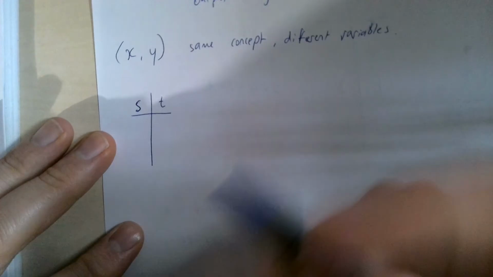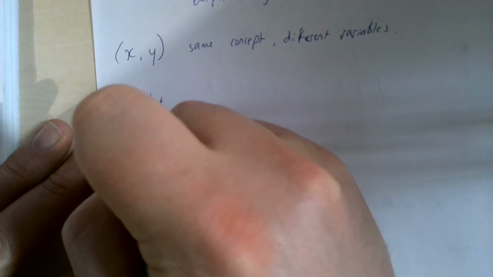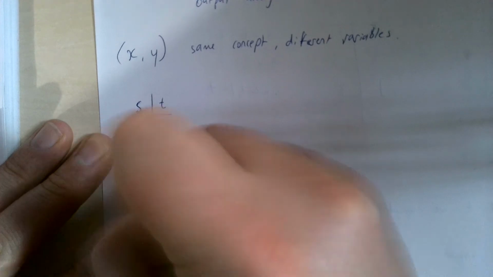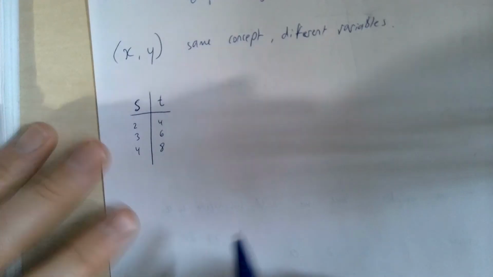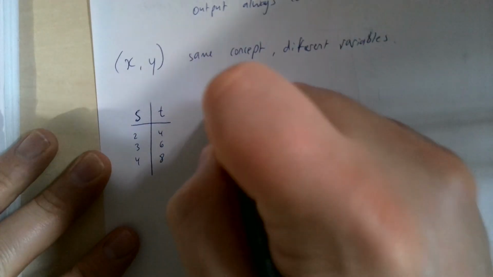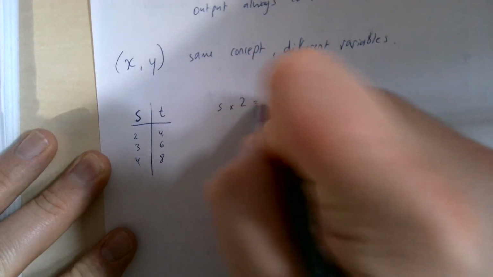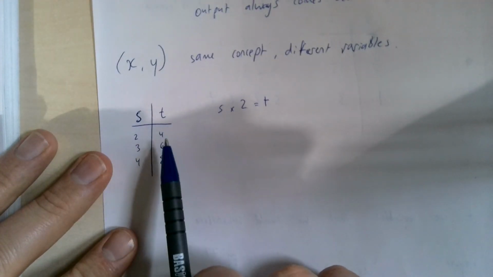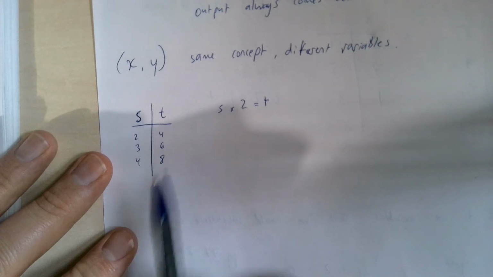So if I have something like, say we're doing the question, and let's say we're doing S and T on a table. Okay, so S and T, and let's do something pretty basic: 2, 4, 3, 6, 4, 8. All right, so I don't think you'd be a genius to figure this one out. You'd say, well, S and T, what's the relationship between these two things? Well, I'm going to say S times 2 equals T, and that would be correct, right? This is 2 times 2 equals 4, 3 times 2 equals 6, 4 times 2 equals 8.